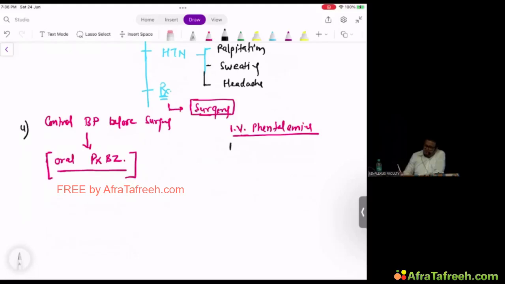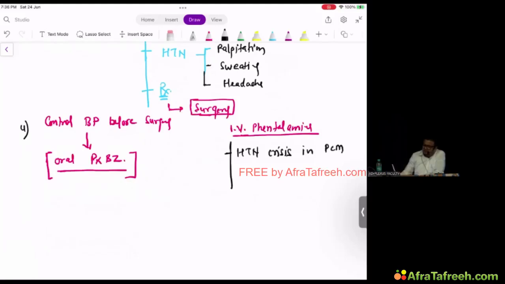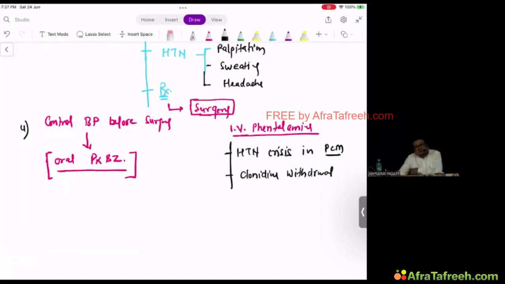Rapid acting drug, I have told you, given IV for hypertensive crisis in pheochromocytoma. PCM I am using as the short form for pheochromocytoma. So if a patient of pheochromocytoma develops very high BP, hypertensive crisis, then which is the drug to be used for immediate action? Phentolamine. Similarly, we discussed clonidine withdrawal. What was happening on sudden clonidine withdrawal? Rebound hypertension. Which drug? IV phentolamine.